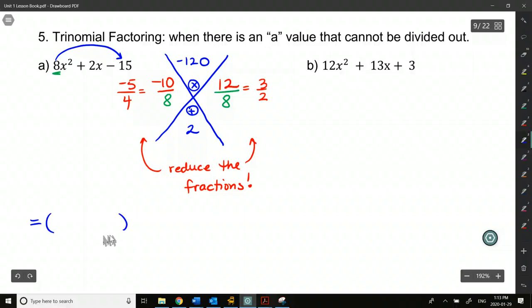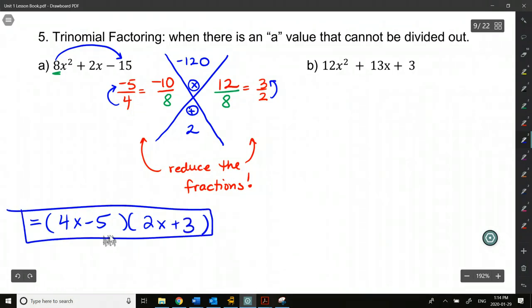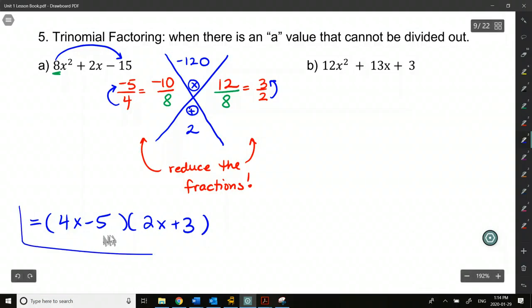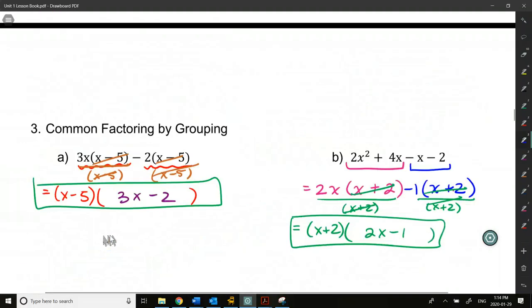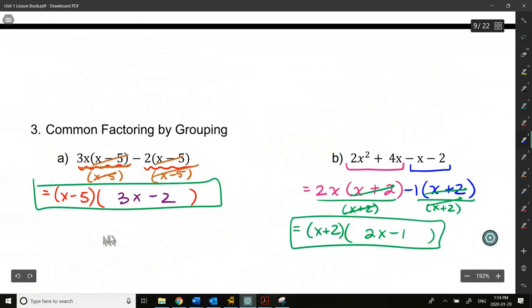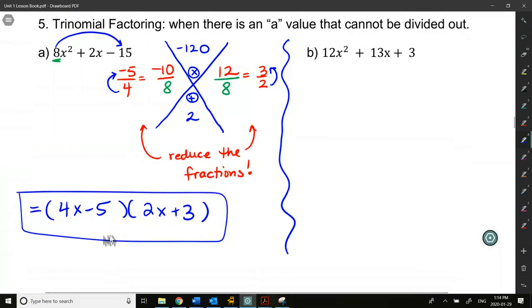So this is going to factor into our two brackets. The first one will be 4x minus 5. And the second one will be 2x plus 3. Okay, so certainly you can use that method. I will show you guys maybe the method that most of you guys were taught, which is very similar to kind of what we did up here. But you can feel free to use this method if you feel comfortable with that.